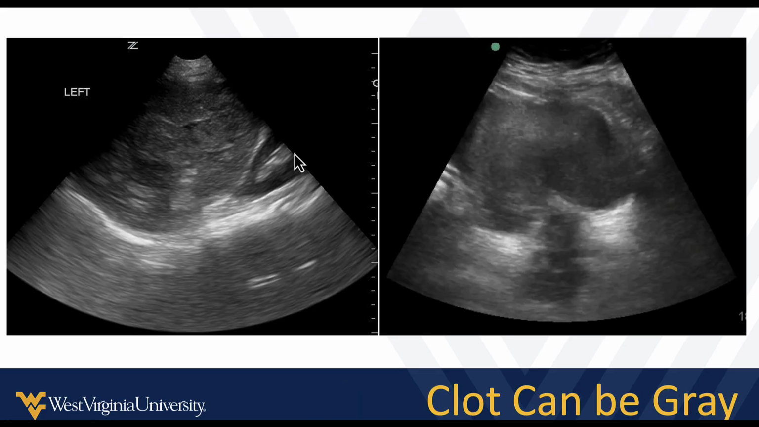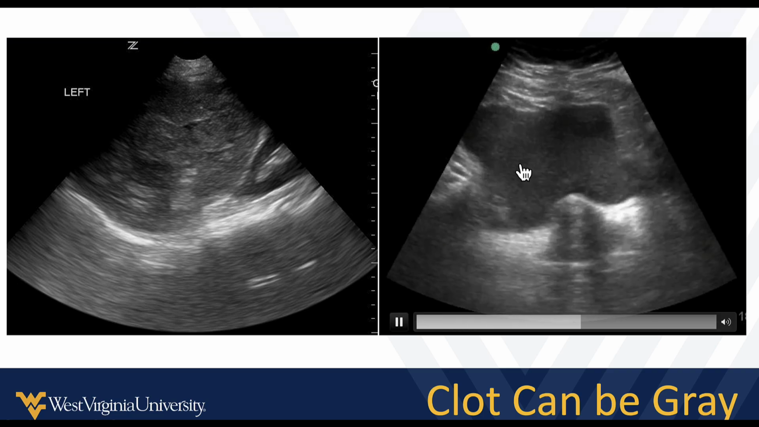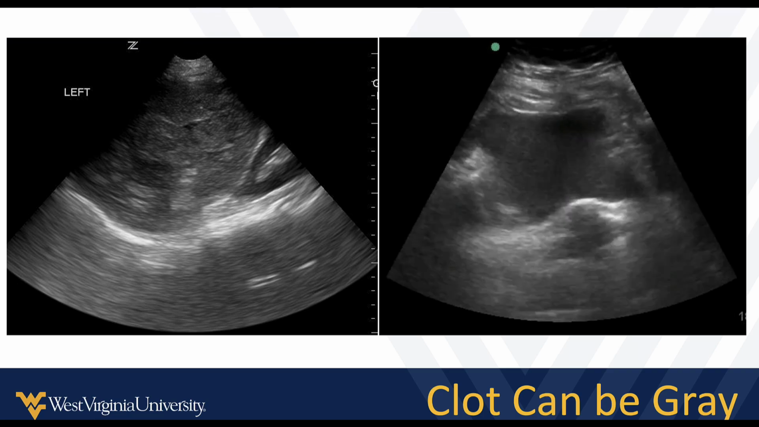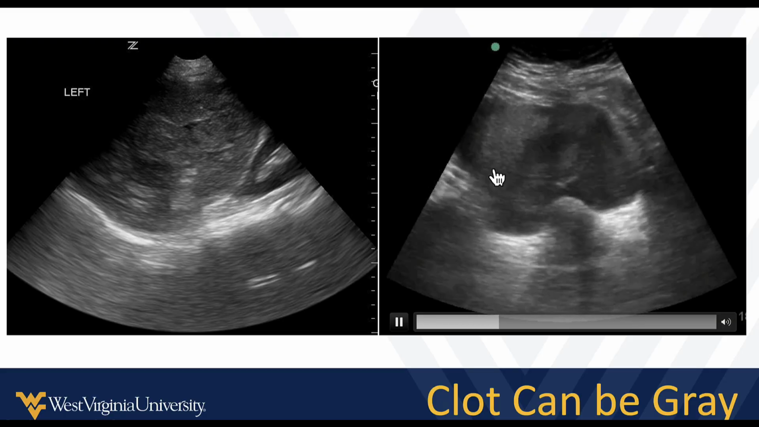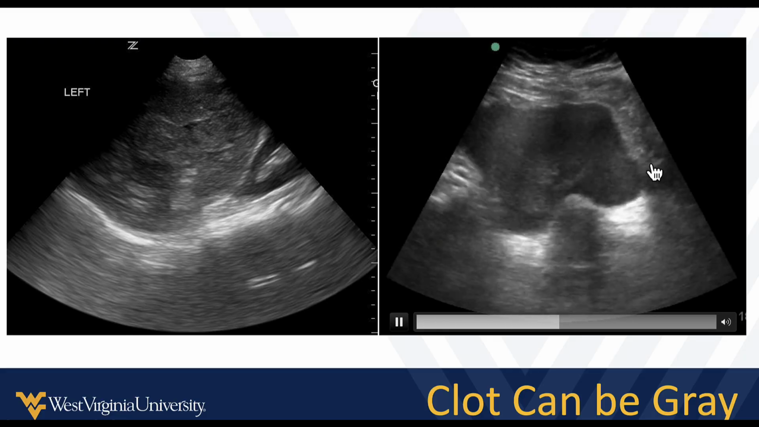And then again, just like we talked about in the heart, sometimes that fluid, if it's blood that's starting to have different stages of clotting, some of it's going to look kind of gray. So all this gray stuff here is fluid. We see a little bit of liquid blood all around it, but this is blood clot. Don't miss it just because it's not all black.